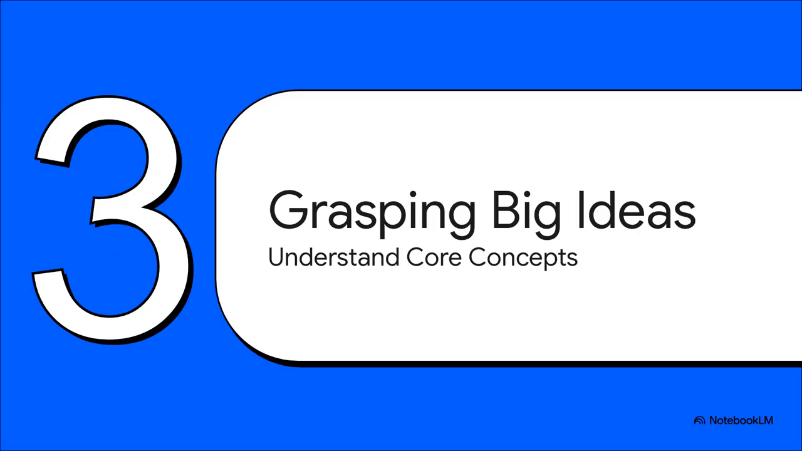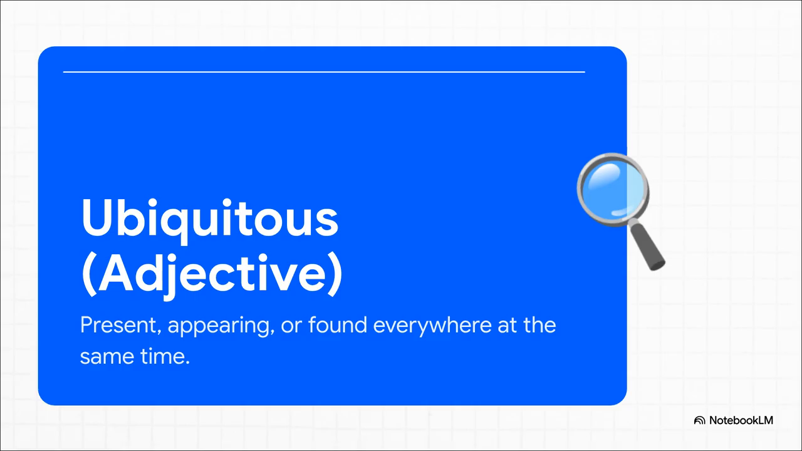Okay, let's zoom out. We've been looking at the nitty-gritty of arguments. Now let's talk about grasping the big ideas. This second toolkit is all about the words you'll use to identify the core concepts and the main themes in the passages you read. First up in this toolkit is ubiquitous.